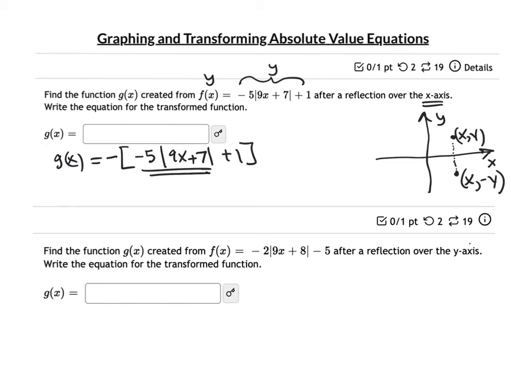This is a term, and that's a term separated by the plus. Times joins terms. Remember, 2x is one term because there's times between it. If I put a plus 1, it's now two terms. So I'm going to distribute the negative as a negative 1 to both terms. So my answer becomes g of x equals 5 times 9x plus 7. Notice the absolute value does not change. And then minus 1.